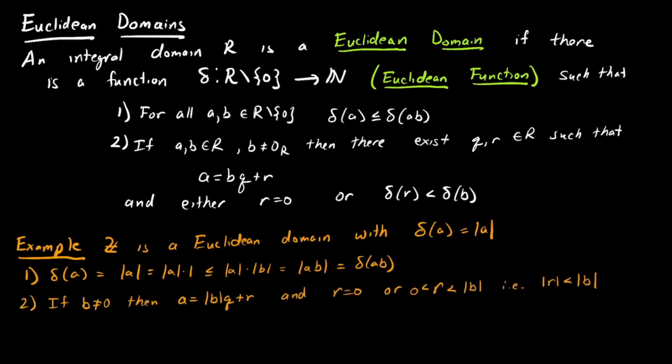For our second condition, if B is non-zero, then I know that I can write A as the absolute value of B times Q plus R.